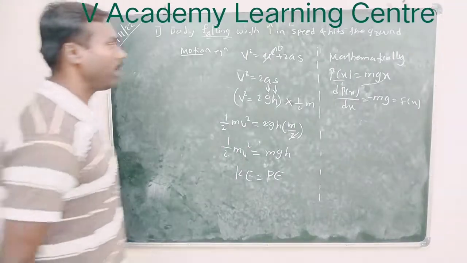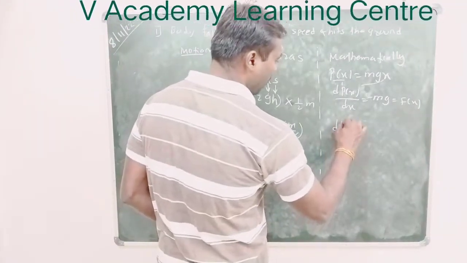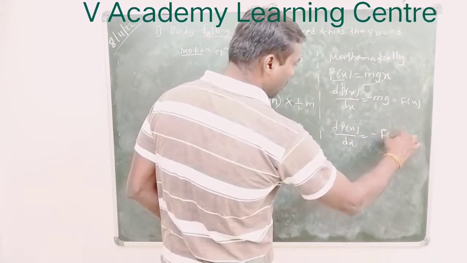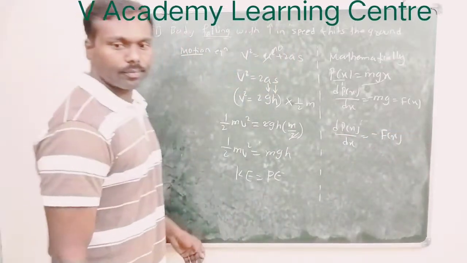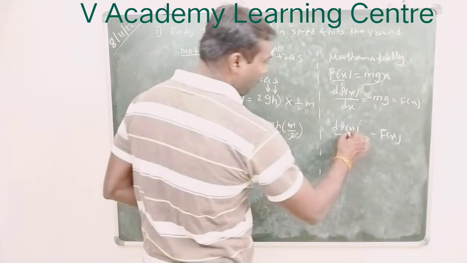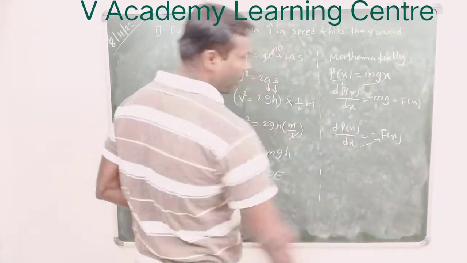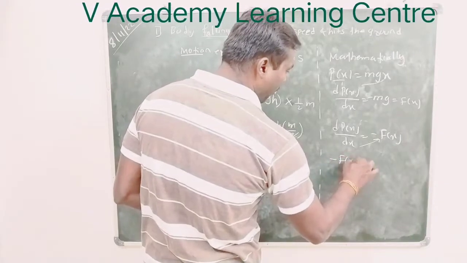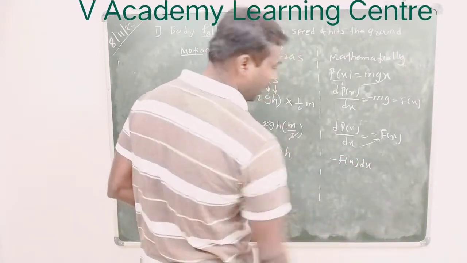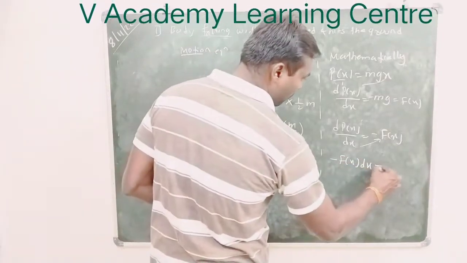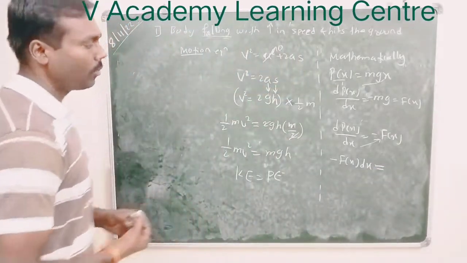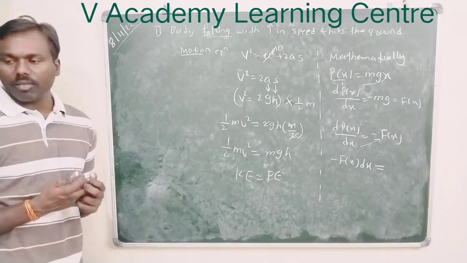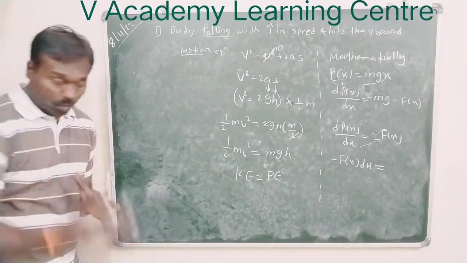Finish up mathematically. So take next again. dV of x by dx is equal to minus F of x, correct? Now cross multiply. What do I have here? Minus F of x dx, correct? What do you get? Minus F of x dx is equal to what?